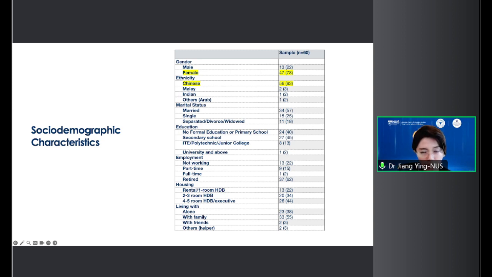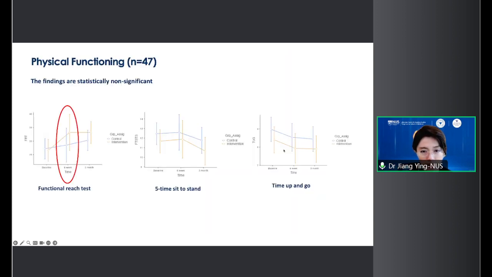You can see the majority are female and Chinese, which also quite represents the group of people who go down to join the activities at senior activity centers. We subsequently followed up to 3 months. So there are dropouts, about 20%.